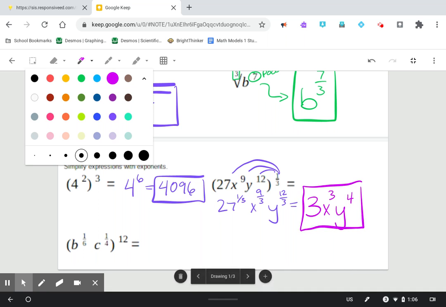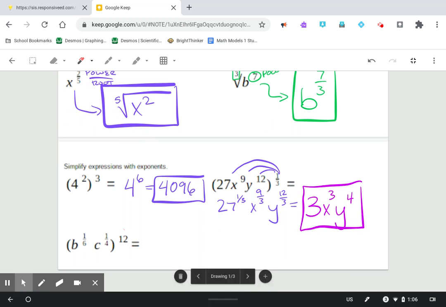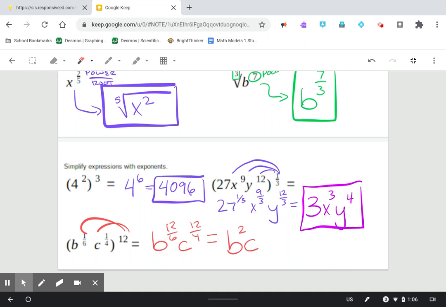More of the same on the following problem down here. We're going to distribute this 12 to both of these. So it's going to be b to the 12 over 6 and c to the 12 over 4, when we multiply those fractions, giving me b squared c to the third.